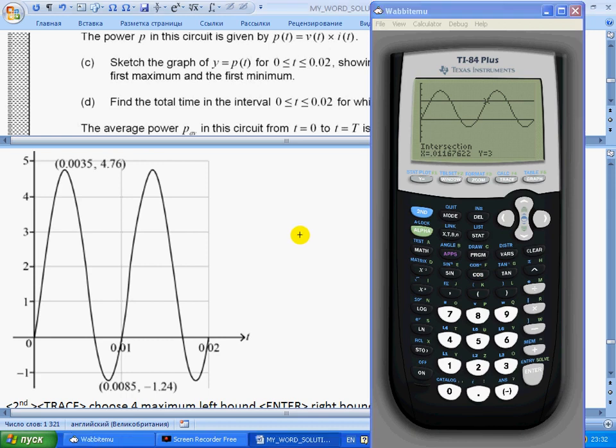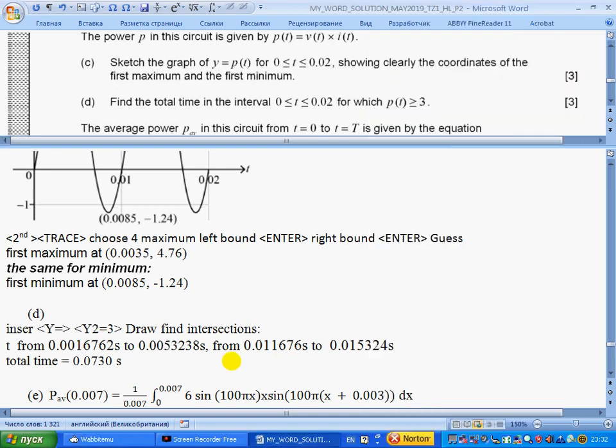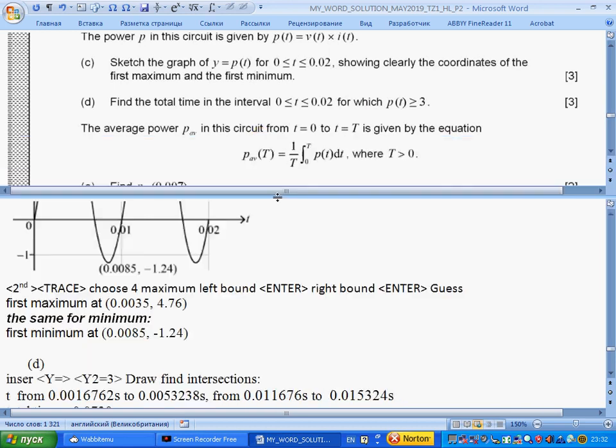Let me show what I got. Yeah, the third point is 0.0116 and 3. So this is right. So you will get 3 points. Find the difference here, add, and you will get this value. Done.